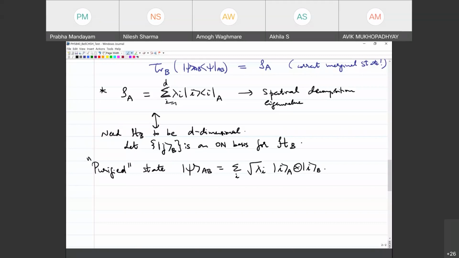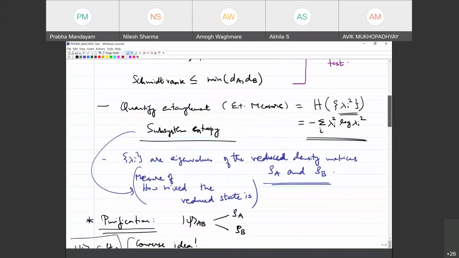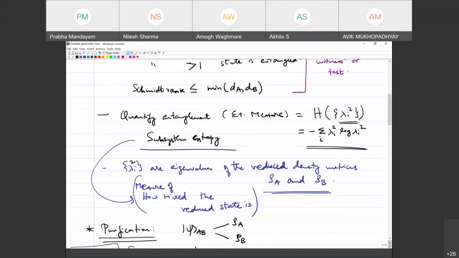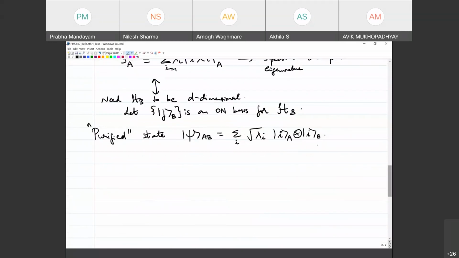So yeah, I could have put lambda I squared here, and this would then be lambda I, which is exactly like what you did in the Schmidt decomposition. I don't know whether I made a mistake there in saying that. So this should be lambda I squared, I guess, the eigenvalues of the reduced density matrices. So this is how you get the purified state, right?